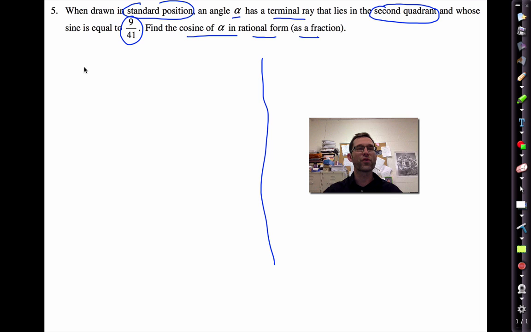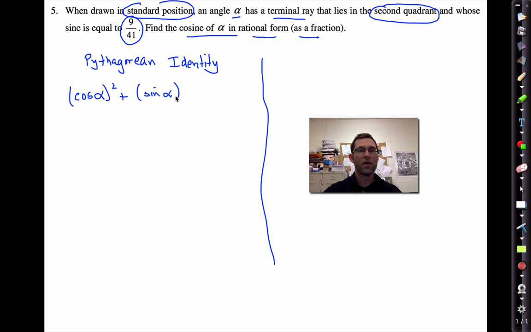First things first, I'm going to use what's called the Pythagorean identity. The Pythagorean identity, which you've seen already, simply says that if I take the cosine of any angle, but I'll use alpha, and I square it, and I add the sine of any angle, and I square it, I'll always get 1. By the way, all this is the equation of the unit circle. x squared plus y squared equals 1. Remember, x is cosine, y is sine.